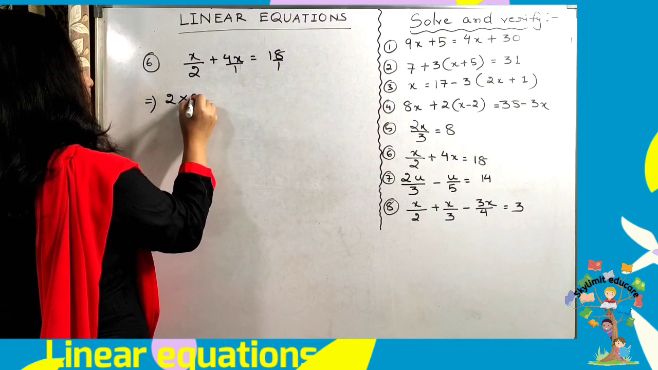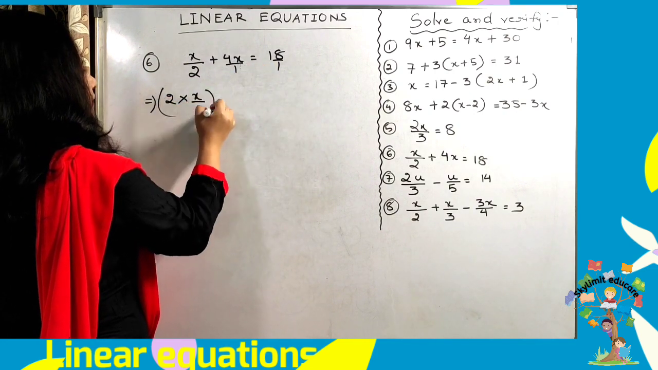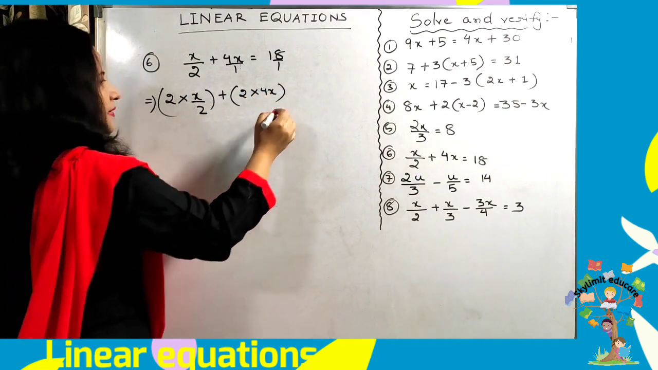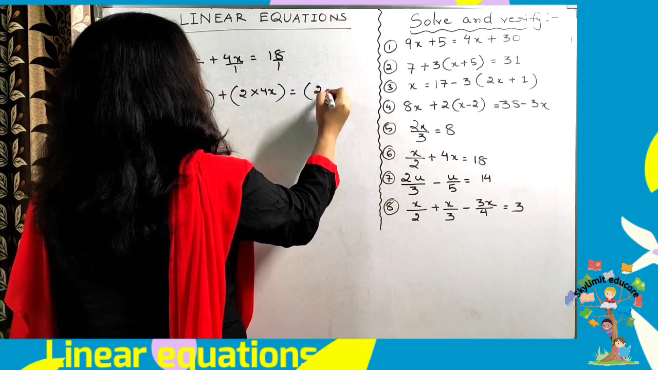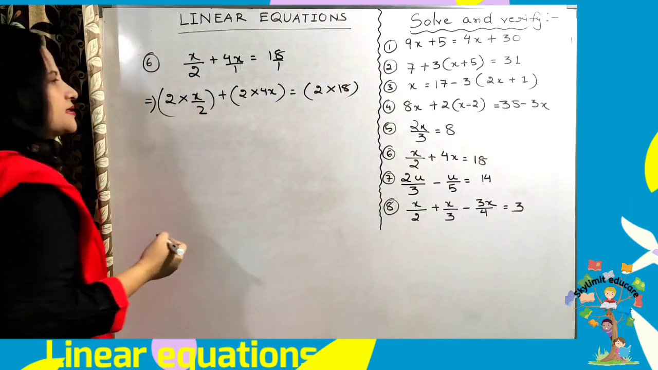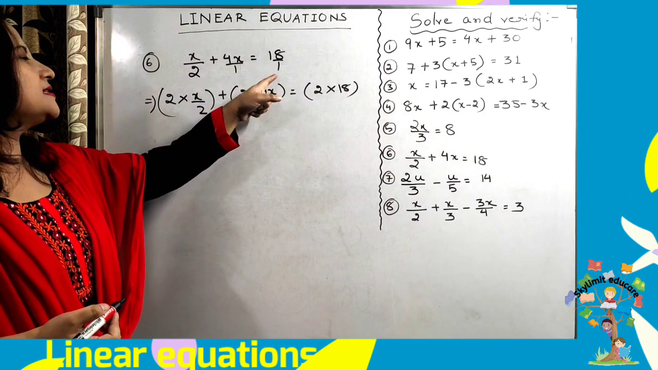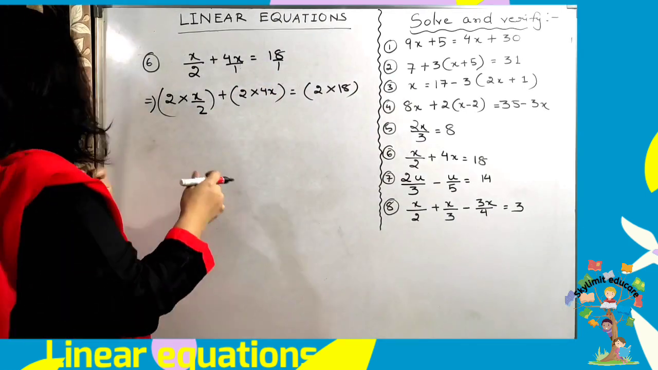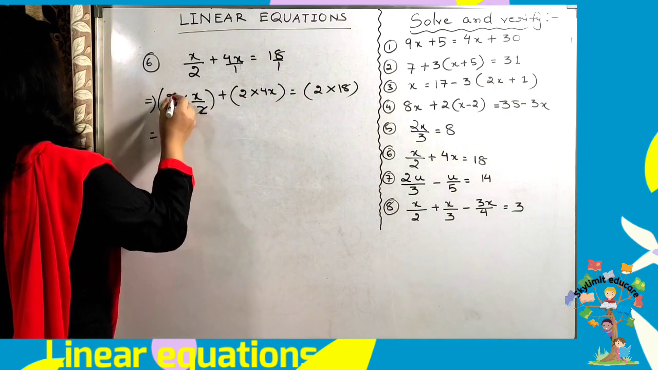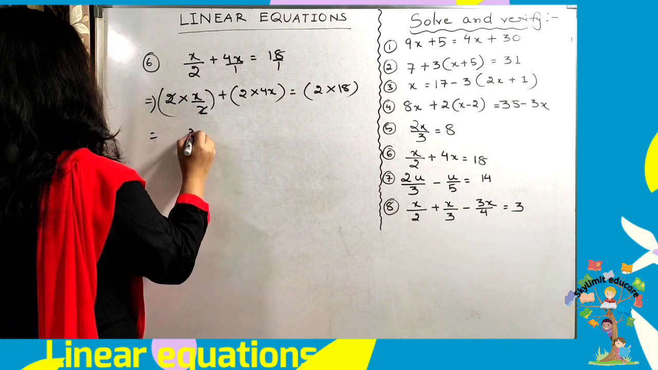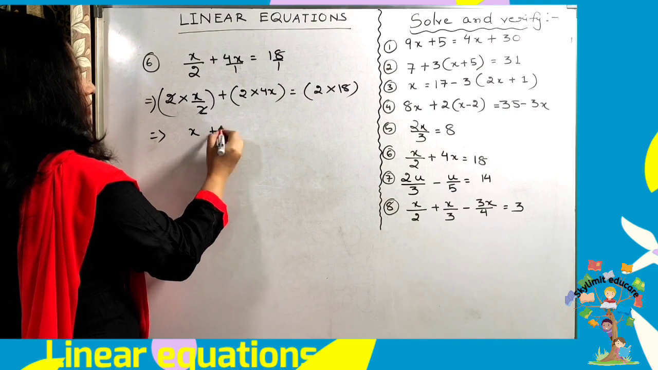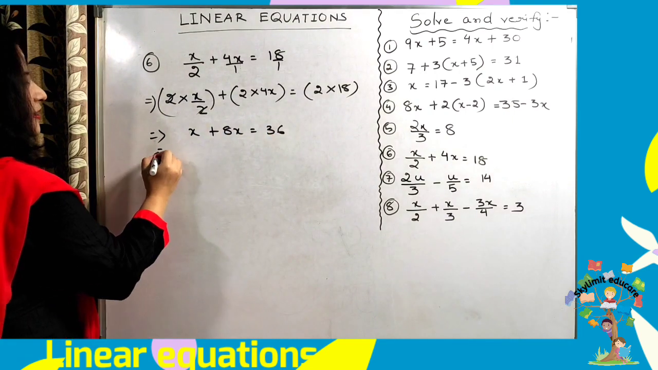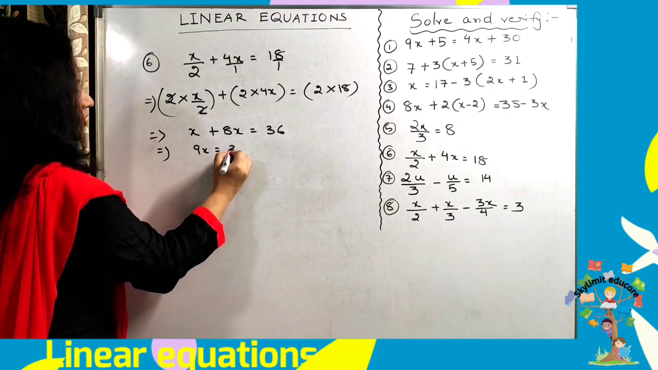Okay. That means 2 multiplied to x by 2 plus 2 multiplied to 4x. I am not writing 4x by 1. Same thing. And here that is equal to 2 multiplied to 18. What I have done here, students? Just I have multiplied the LCM of the denominators to every term of the equation. Okay. Now this 2 will cancel out. So how much remained here? Remained here x. Here we got 8x and here we got 36. Right? So 9x is equal to 36.